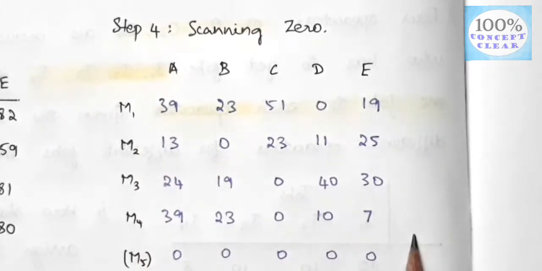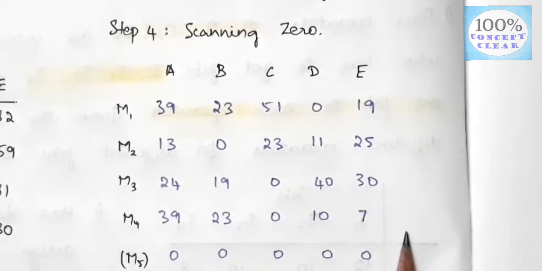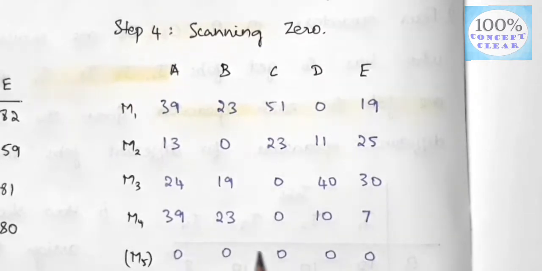And the second condition is the number of lines used to cover the zeros should be the minimum. That is, see for example, here we have 5 zeros in this single row. So to cover these 0s, a single line is enough.